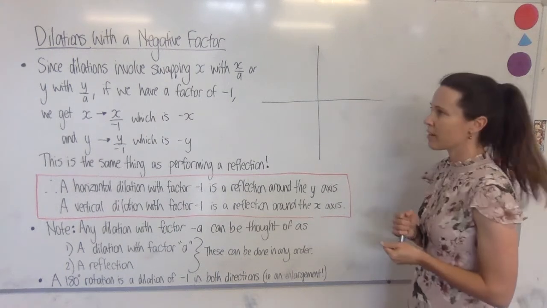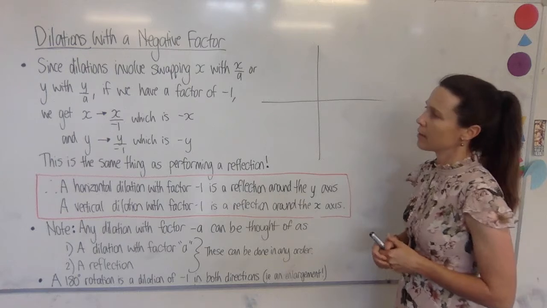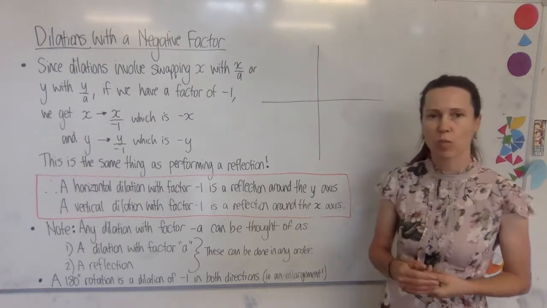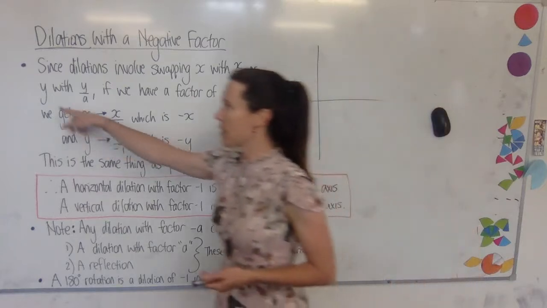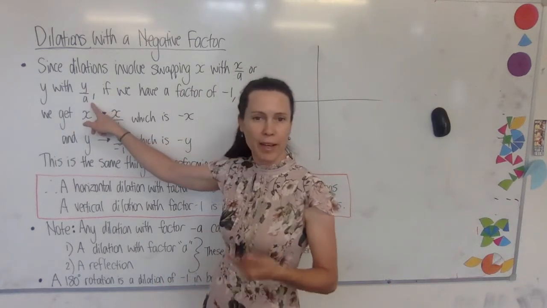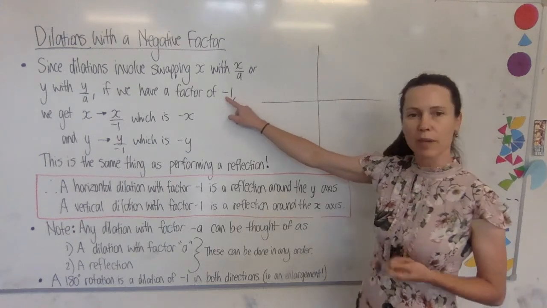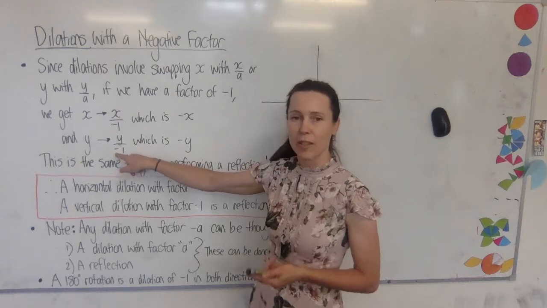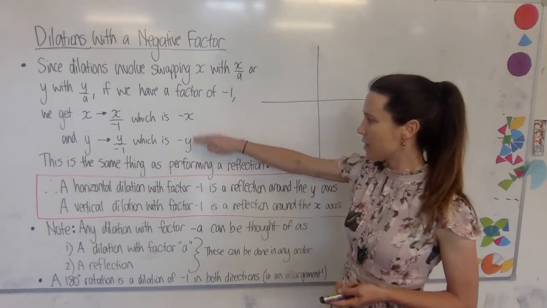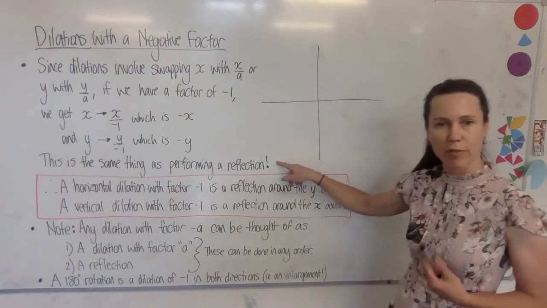Let's look at what happens now if you perform a dilation with a negative factor. Since dilations involve swapping out the x for x over a, or swapping out the y for y over a, where a is your factor, if we've got a factor of -1, that just means we're going to be subbing in -1 for a in both of those situations. And that's just going to give us negative x or negative y. So this is the exact same thing as performing a reflection.